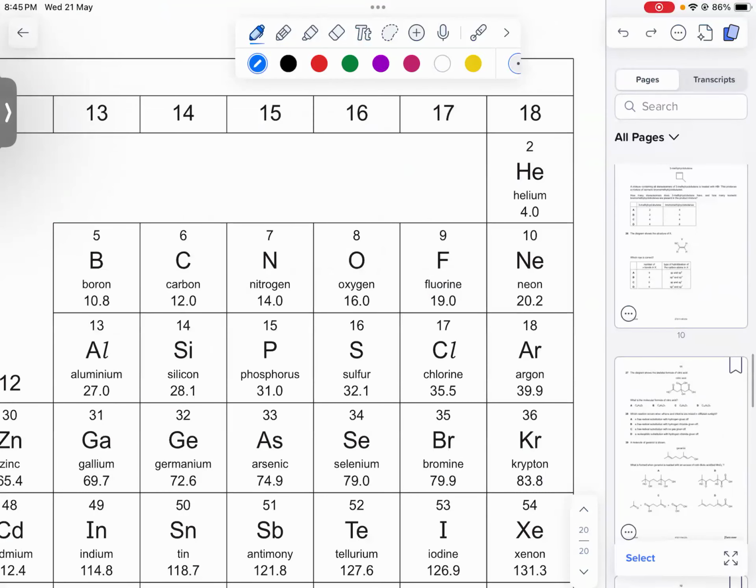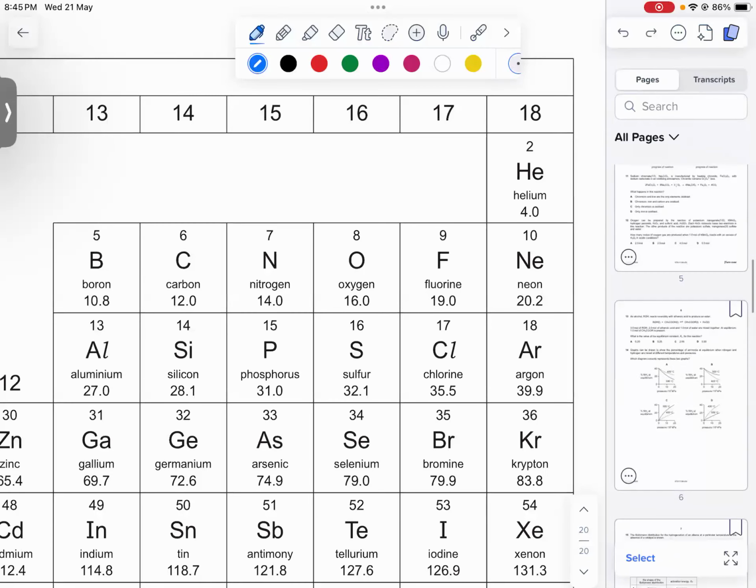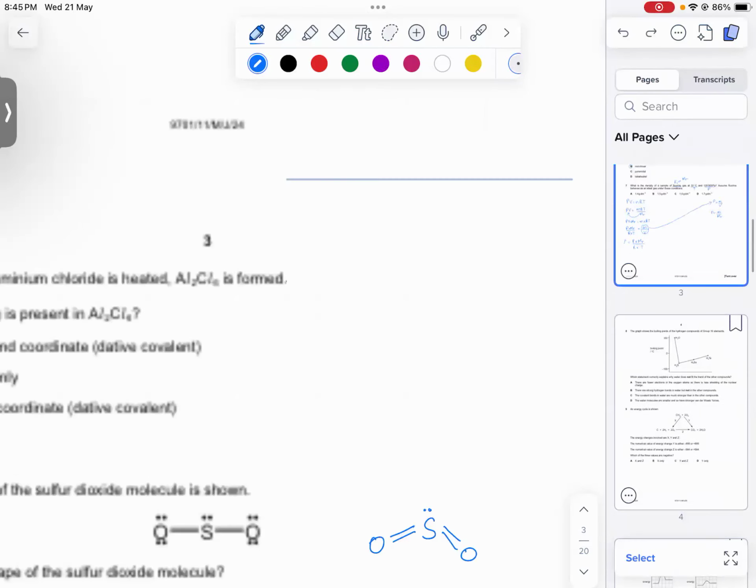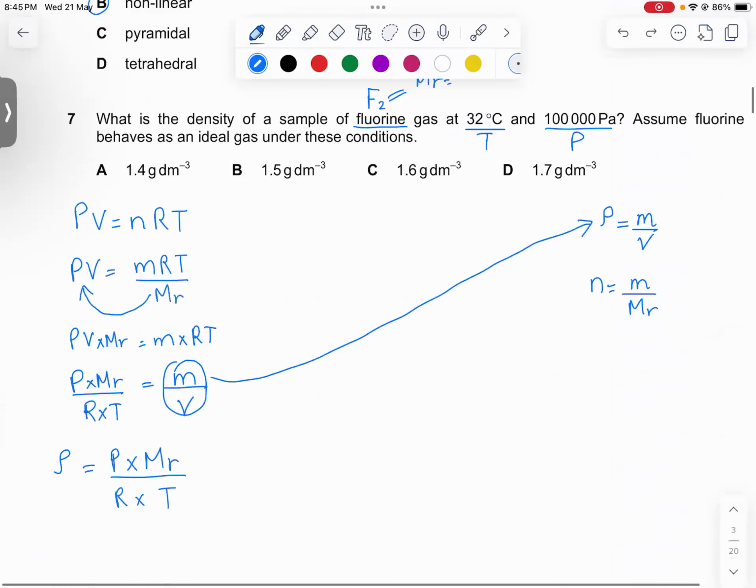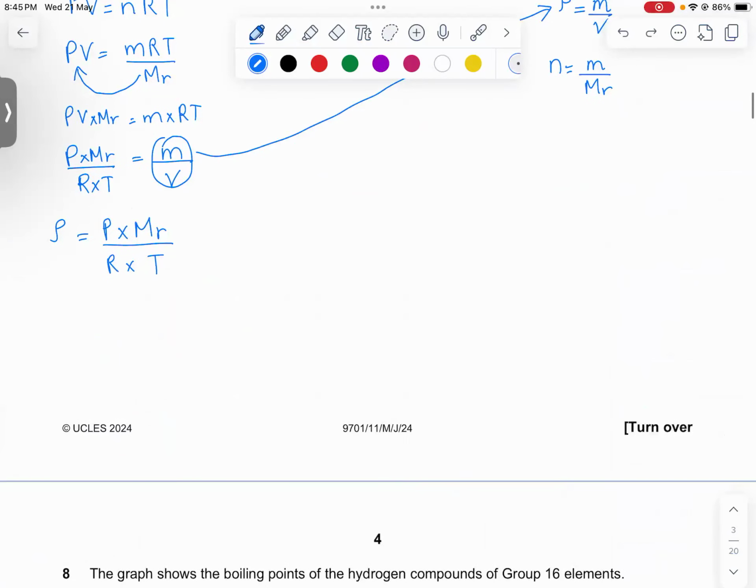All right. So we go back up, and we will write the formula like that. Okay. So the mass of fluorine is 19, right? So we will write rho equals pressure, which is 100,000, multiplied by Mr. Mr is 19 times 2, that is 38. Okay. Divided by R.